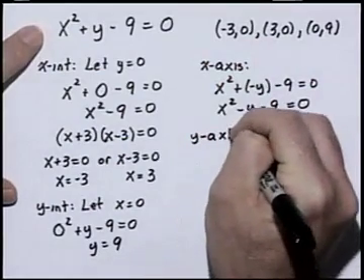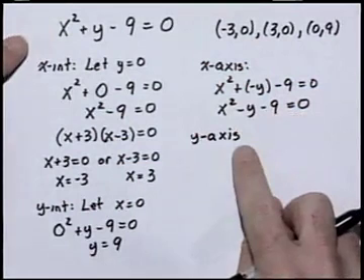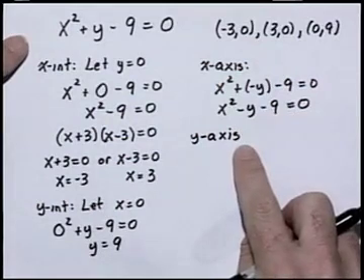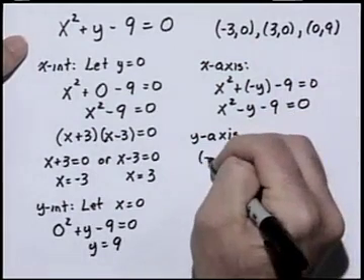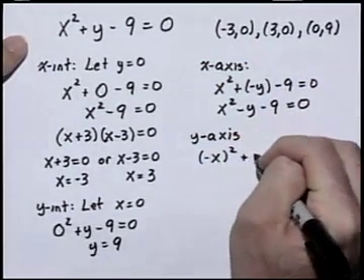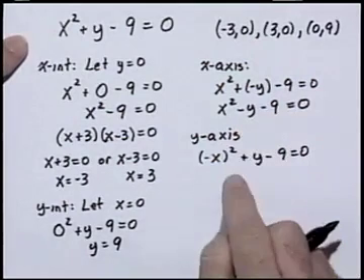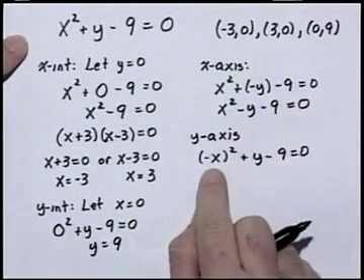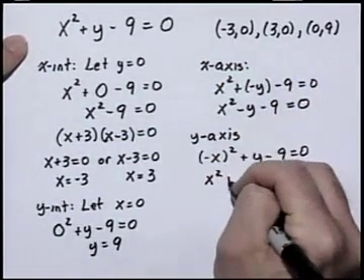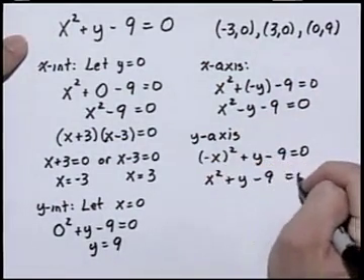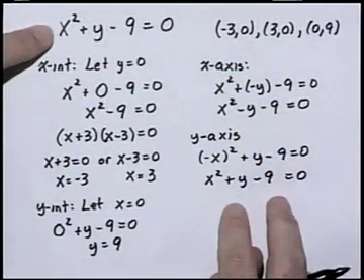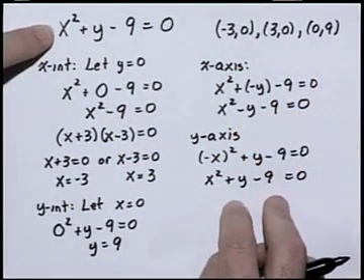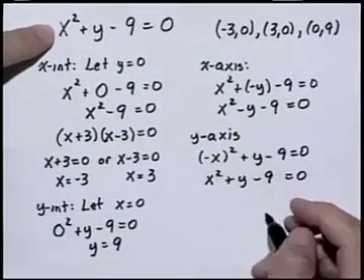Next, let's test for y-axis symmetry. If a graph of an equation has y-axis symmetry, then if the point (x, y) is on the graph, so is (negative x, y). So we replace x with negative x in the equation and see if an equivalent equation results. Well, negative x quantity squared is x squared, plus y minus 9 equals 0, and we can see that this equation is the same as the original equation, so the graph of this equation will have y-axis symmetry.